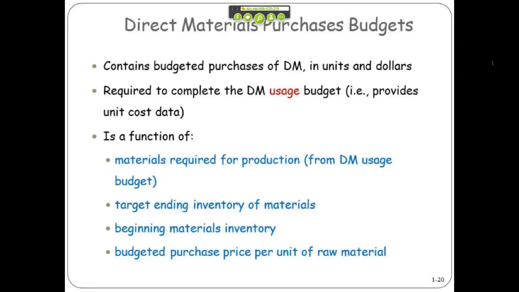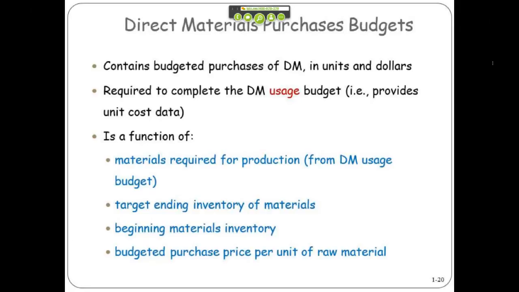Your direct materials purchases will be reflected both in the number of units you need to purchase and the dollar amount of those units, the expected dollar amount. You need to understand the purchases as part of the usage budget. And the purchases budget is a function of the materials required.